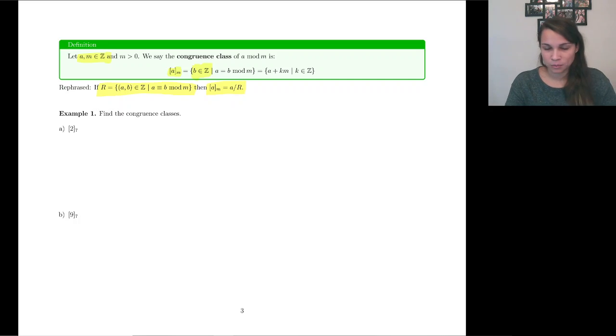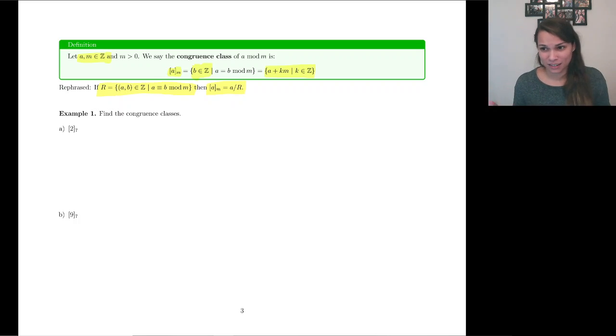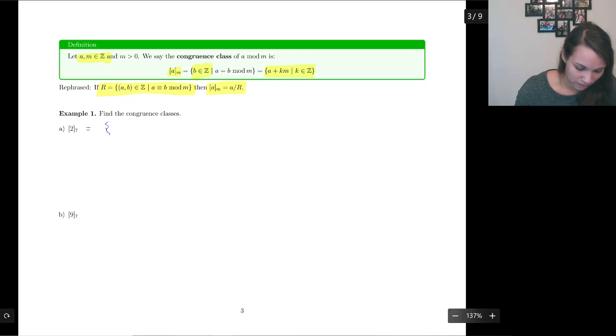And then last way, probably the easiest way that we can think about it is using the theorem that we just proved, and that's just you take A and you keep adding m's to it. And when you're making a calculation, that is definitely the fastest way. So let's go ahead and use that theorem to find the congruence class of 2 mod 7.